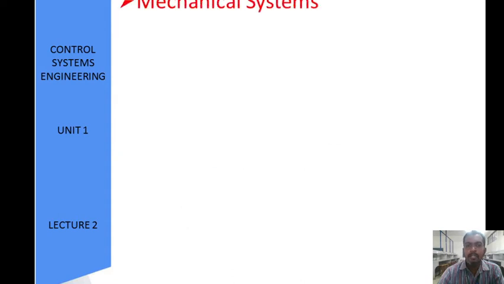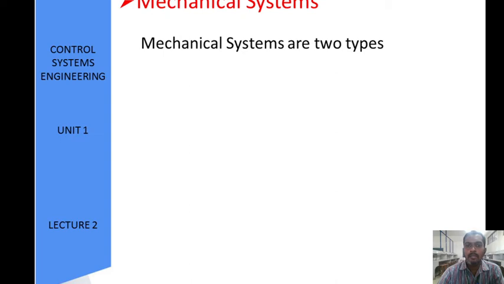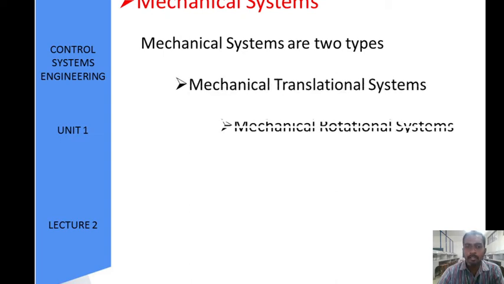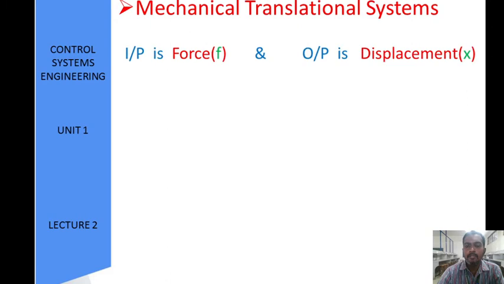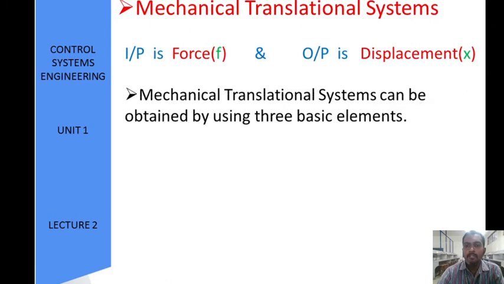At present we are going to see the mechanical system. In mechanical systems there are two types: one is the mechanical translation system and the other one is the mechanical rotational system. Initially we will go for the mechanical translation system, and we will discuss what terms we are going to use in it.